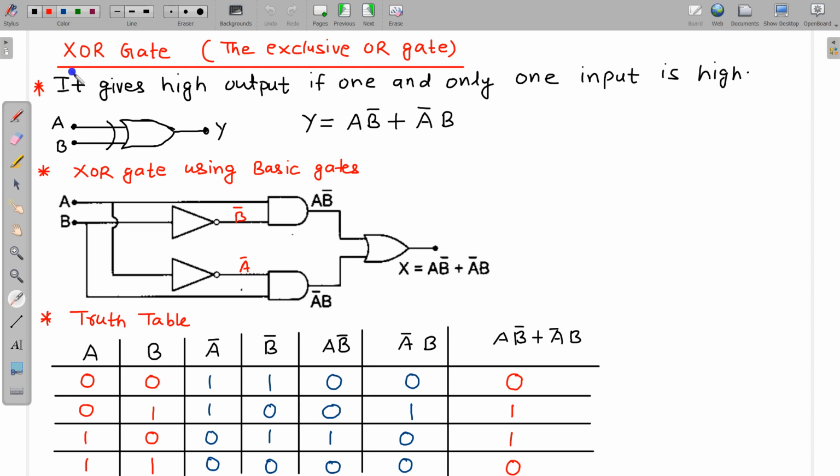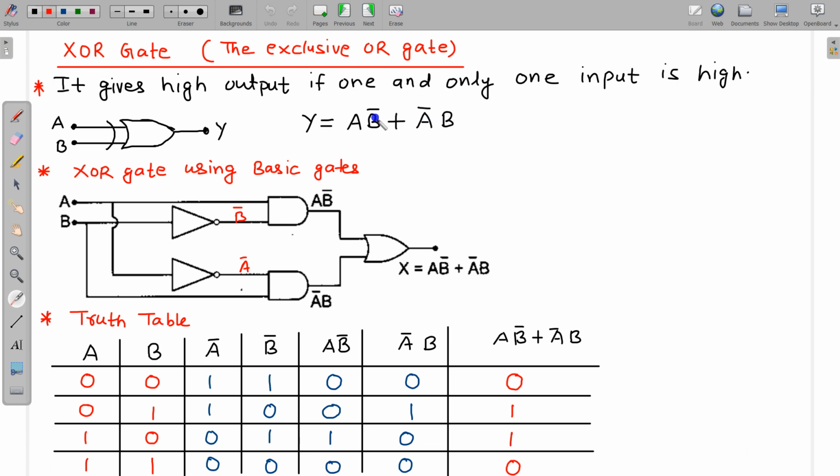After the basic gates, I am taking the next one as XOR gate. So it is XOR, and this is also called exclusive OR gate. So this is exclusively OR gate. How is it exclusively OR gate? It gives high output if one and only one input is high. If both inputs are high, then it is not going to give the high output. This is the symbol for it, and in Boolean algebraic notation it is equal to this: A B bar plus A bar B.